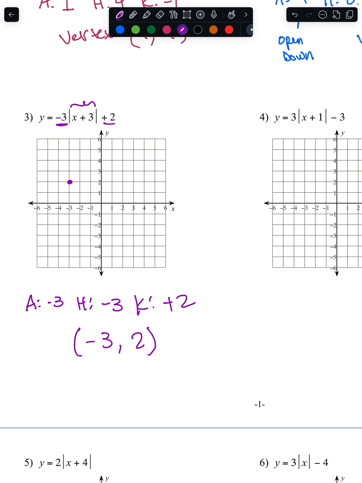And because my A is -3, we're going to open down. But we're still going to go to the right one. But instead of going down 1, we're going to go down 3 because A is 3. Over 1, down 1, 2, 3. Over 1, down 1, 2, 3. And same thing on the other side. Over 1, down 3. Over 1, down 3.